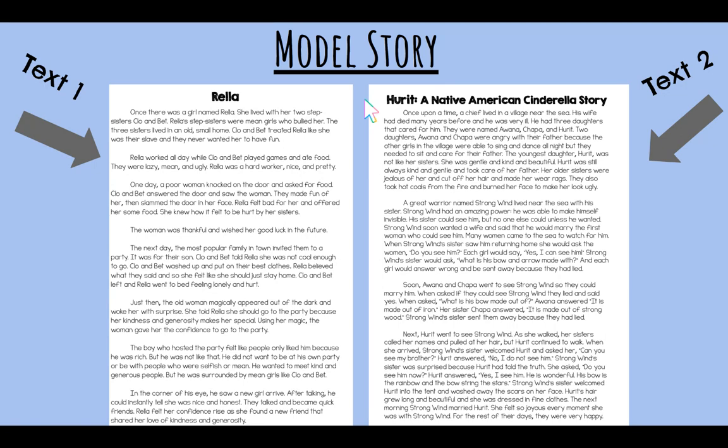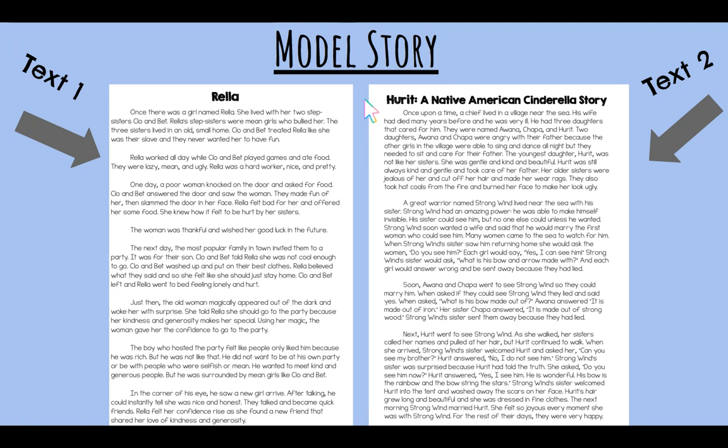When Strong Wind's sister saw him returning home, she asked the women, "Do you see him?" Each girl would say, "Yes, I can see him." Strong Wind's sister would ask, "What is his bow and arrow made with?" And each girl would answer wrong and be sent away because they had lied. Soon, Awana and Chapa went to see Strong Wind so they could marry him. When asked if they could see Strong Wind, they lied and said yes.